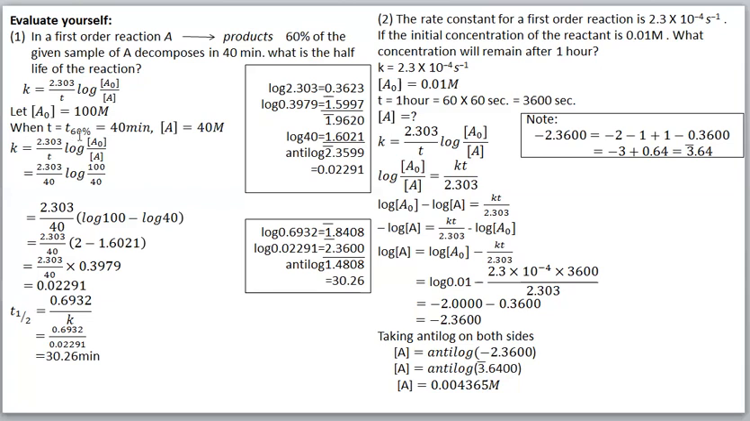When time T is 40 minutes, as given, the concentration of A, which means the remaining quantity after 60% completion, is 100 minus 60, that is 40 molarity. So we substitute in this equation, K is equal to 2.303 by T log A0 by A. The value we can substitute here: T is 40 minutes.